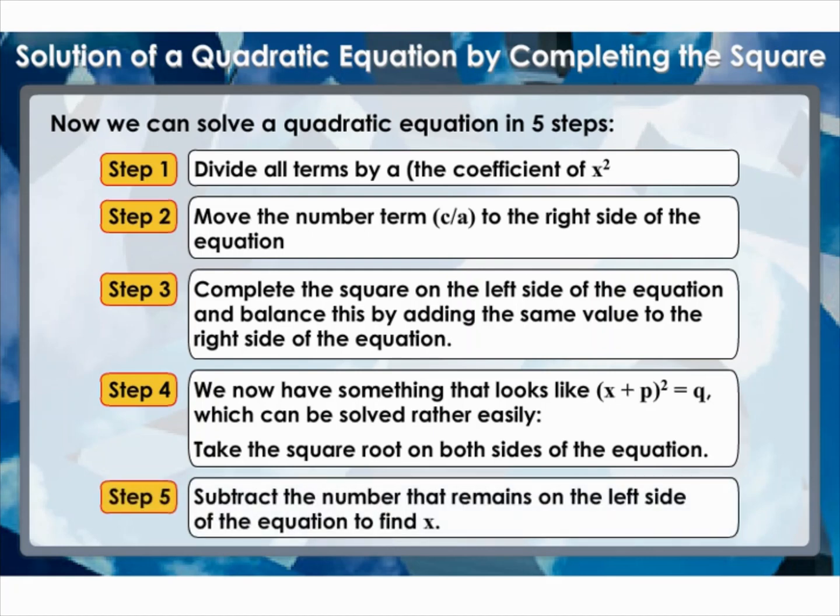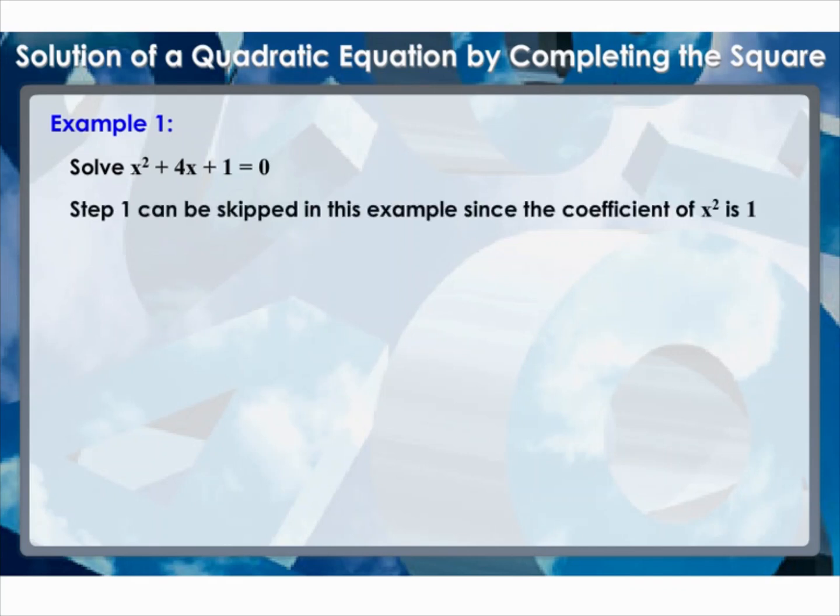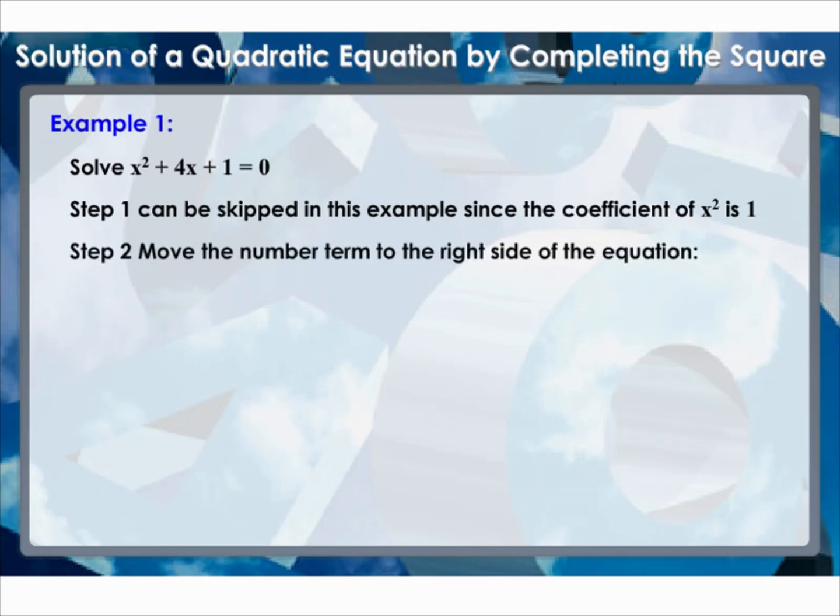Step 5. Subtract the number that remains on the left side of the equation to find x. Let's move to example 1. Solve x squared plus 4x plus 1 equal to 0. Step 1 can be skipped in this example since the coefficient of x squared is 1. Step 2. Move the number term to the right side of the equation. X squared plus 4x is equal to minus 1.